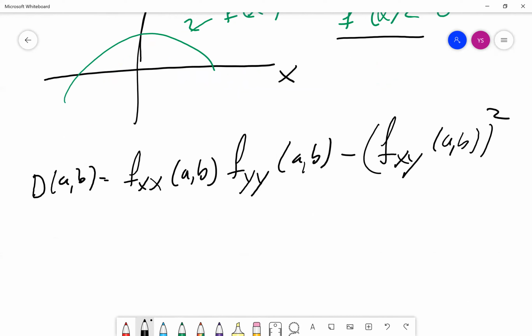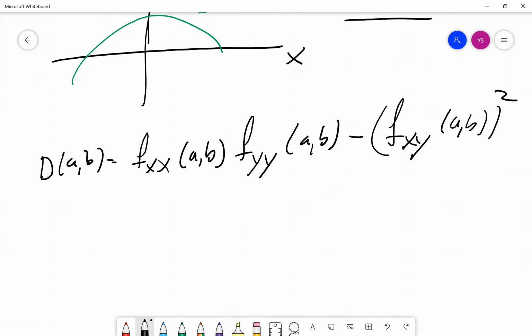Any questions so far? Yes, that's an important formula which tells you if something is a minimum or maximum. I don't believe this formula has a name. I've never heard it.